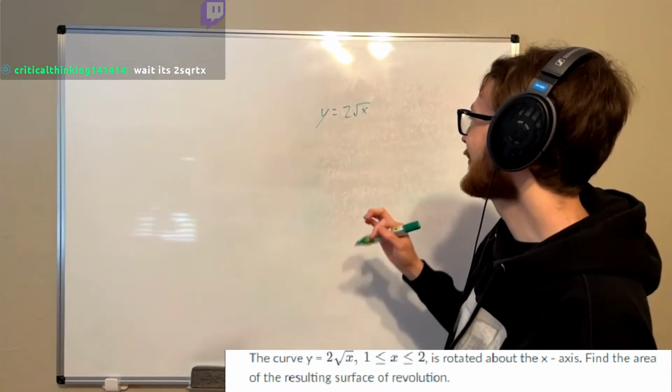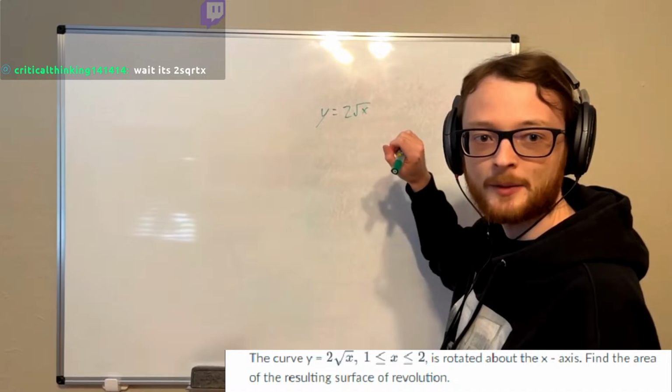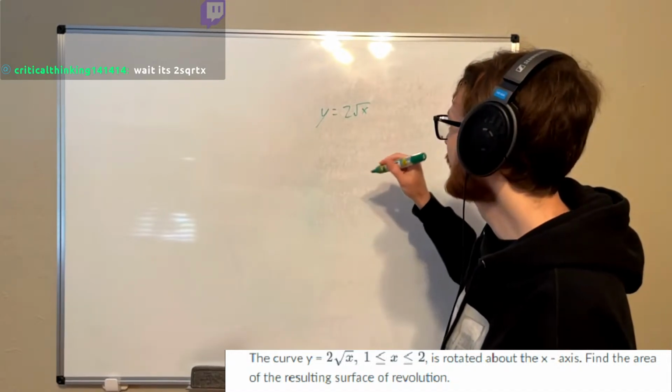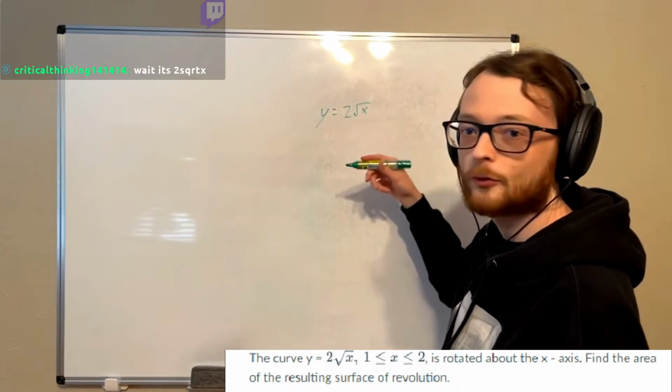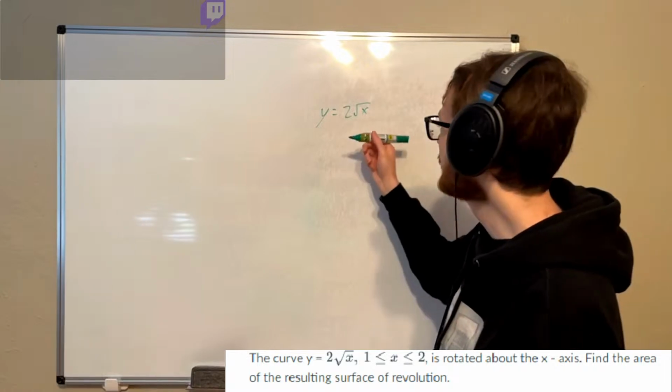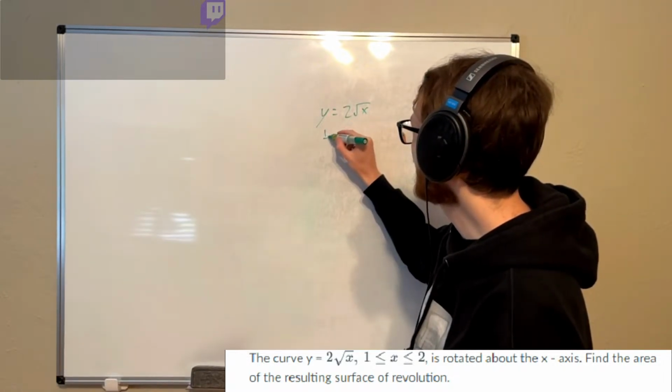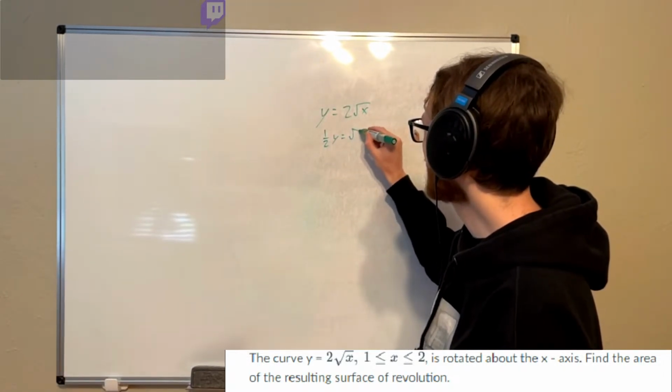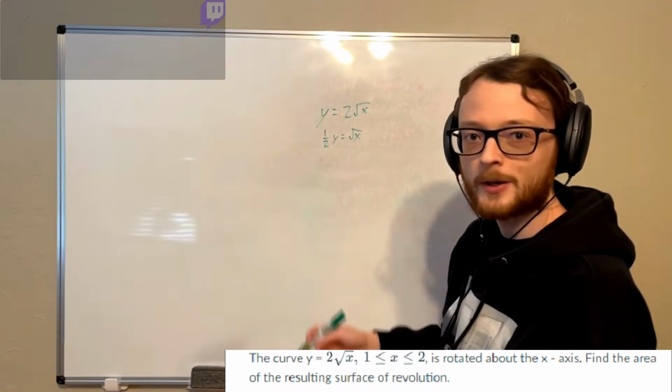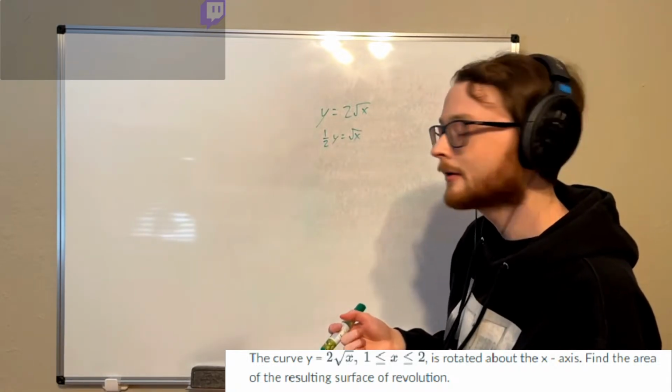So if we want to solve it for x in terms of y, that means we want to isolate x. The first thing that's in the way is this 2, so let's divide each side by 2. I write it as 1/2 y equals root x. You could write it as y over 2 as well, it's the same thing, it doesn't actually matter.